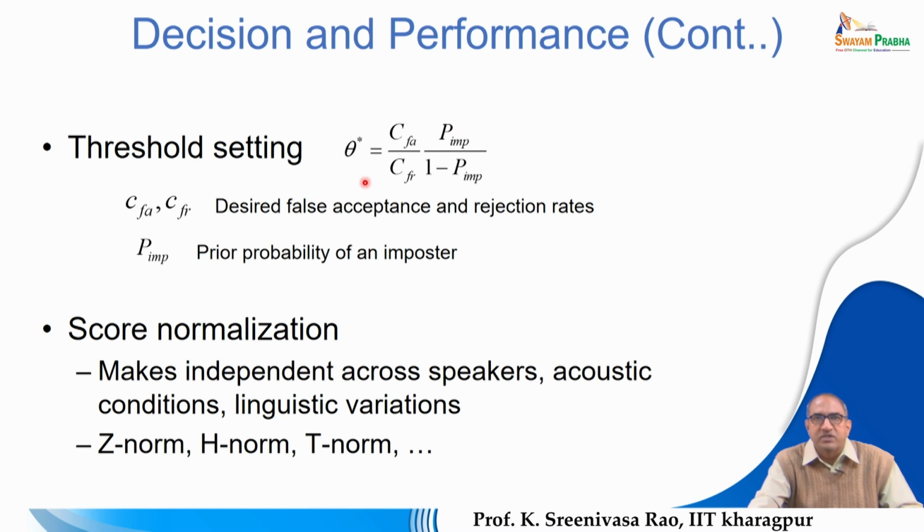And when you are performing the speaker recognition task, the threshold should be set by using this formulation. Here the CFA and CFR correspond to the desired false acceptance and rejection rates. False acceptance means, for example, when you are recognizing with respect to a particular speaker model, imposters will be accepted as a genuine speaker. That should not happen, because you have to minimize that.